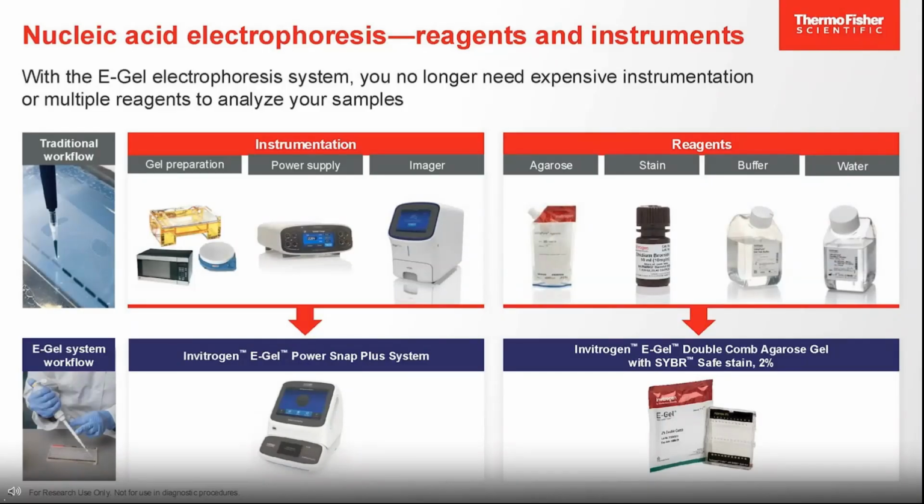Then the second part is the reagents for the traditional nucleic acid electrophoresis. You have to have the agarose, the stain, and all the different buffers, including the water that you would be using to dilute them, and that all is also simplified into one reagent that doesn't really need any additional buffering. It is dry, precast electrophoresis, and everything is contained within that one gel. So, significantly simplifying the traditional workflow.